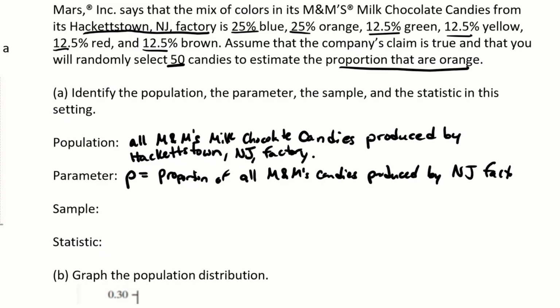All right, now the sample. Our sample of interest is for the orange candies. So we're interested in the orange candies, okay? By the way, we forgot the parameter that was claimed here. The claimed parameter for orange, right, is P equals 0.25 for orange candies, according to this value here.